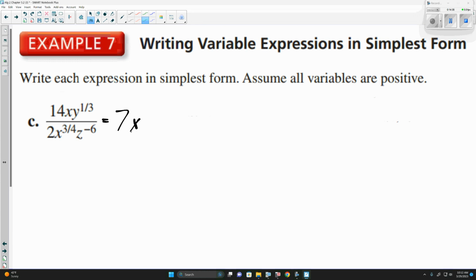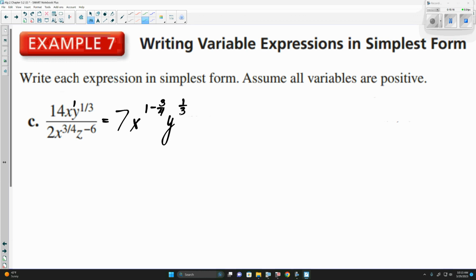Now we do have like bases here. x over x to the 3/4. Now we'll subtract the exponents. Now the numerator's x is 1 minus 3/4. Y. Do we have a y in the numerator and denominator? No. And since it is already in the numerator, we can leave it as y to the 1/3 in the numerator.